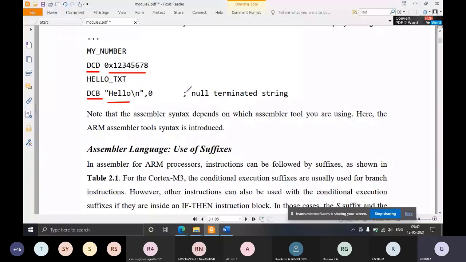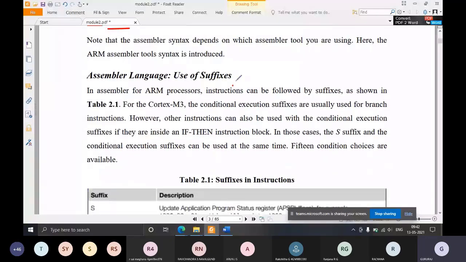So next we'll talk about the use of suffixes. There are two concepts: prefix and suffix. Suffix means after, and prefix means before. You know this already in English. Prefix means before the word, and suffix means after the word. So I'll take an example here.